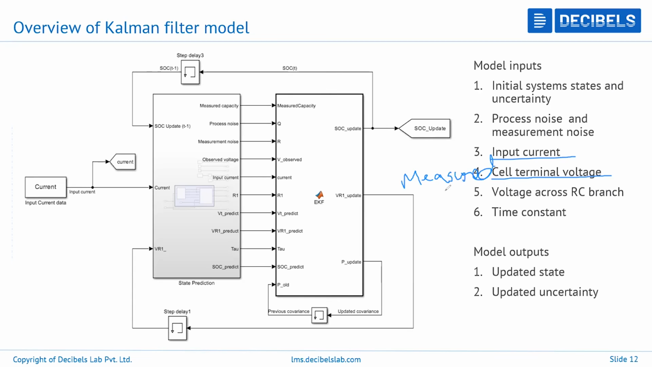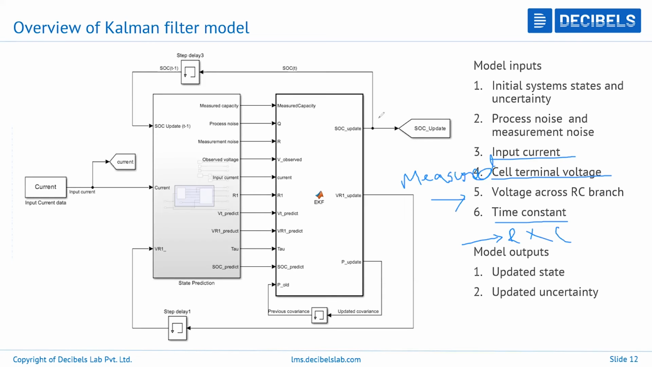Okay, so this is the measured value that is once again taken as an input. Then again, as I said, voltage across the RC branch. So this again will be taken as an initialized value, or you can say this is the initialized input value, and time constant. Okay, so time constant is a product of resistance and capacitance. So again, these values will come in from cell testing and characterization and things like that. Okay. So these are all your inputs to the model.